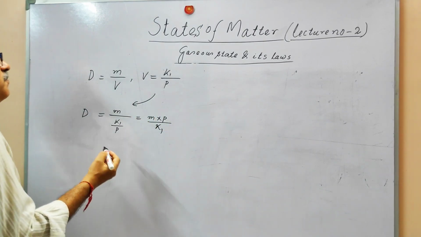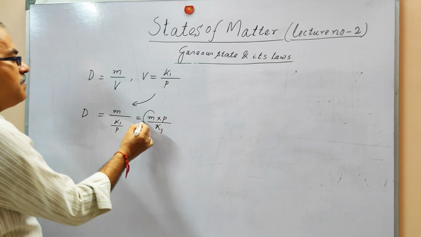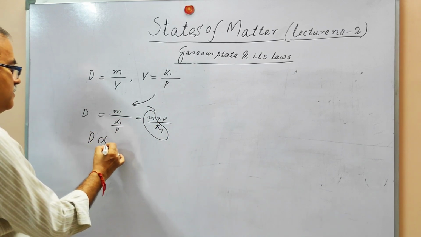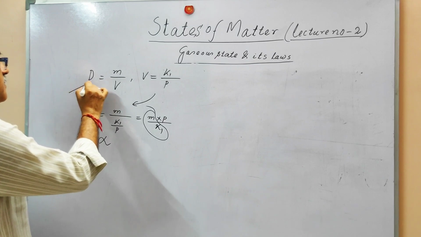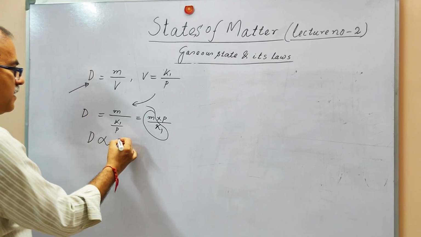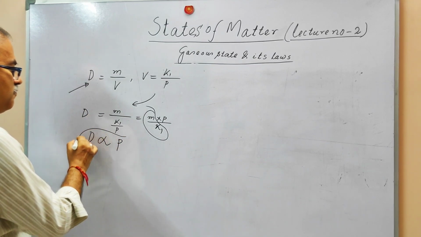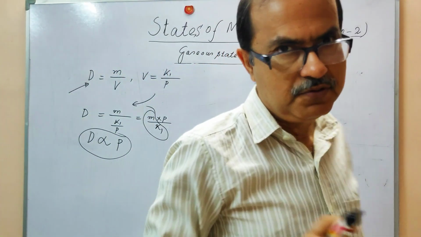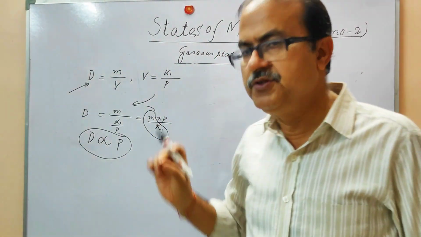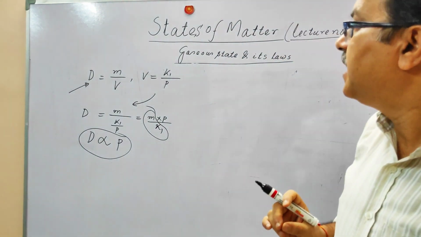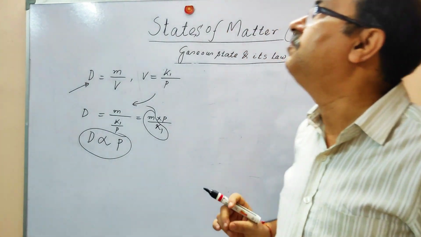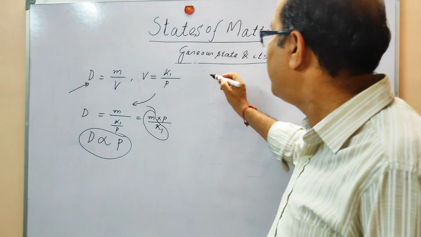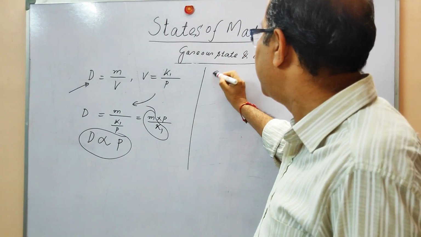Here, as per Boyle's law's condition, M and K are constant. So we can say density is directly proportional to the pressure for a fixed amount of gas. This is a very important relation. Sometimes questions may ask from these relations also. So that is for Boyle's law. Now we are going to understand another very important law, the Charles law.